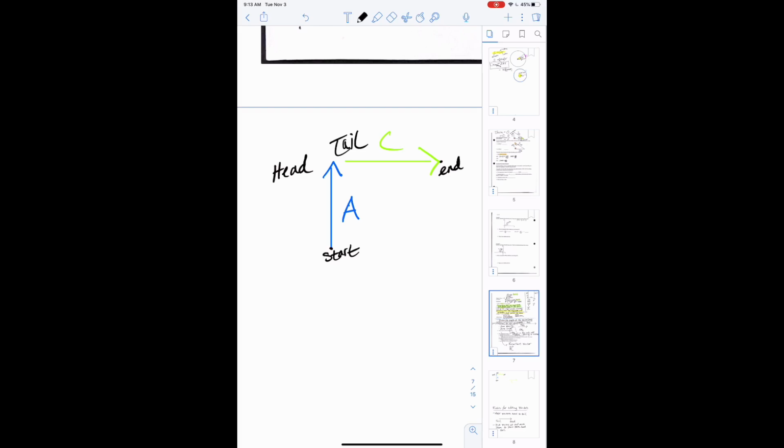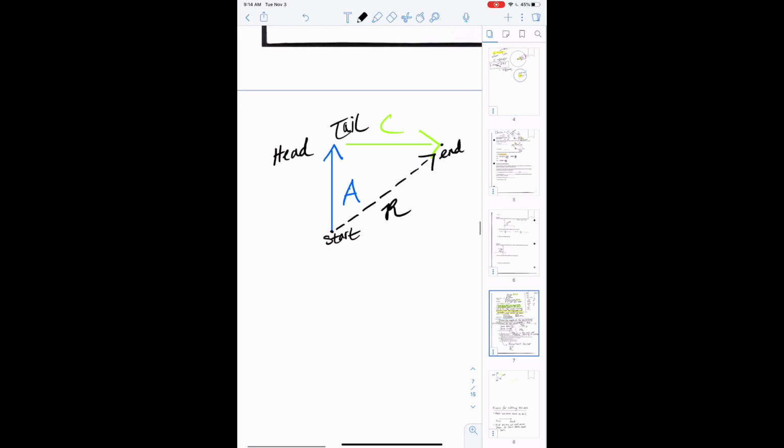And what we do to draw the resultant is we draw a line. I'm going to draw a dotted line in this case so you can see how it's different. That goes from start to end, and that is your resultant. And let me say that again. You draw a line from start to end that points from start to end. So the vector R points from start to end.